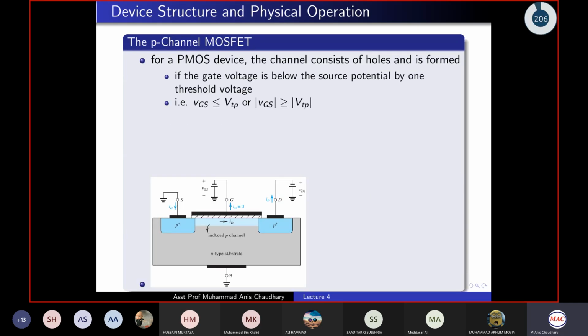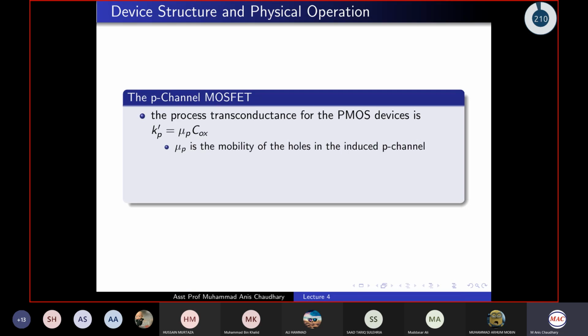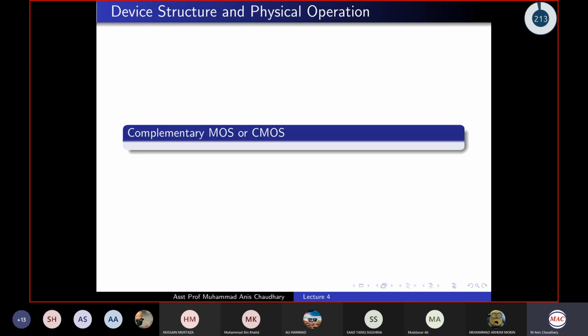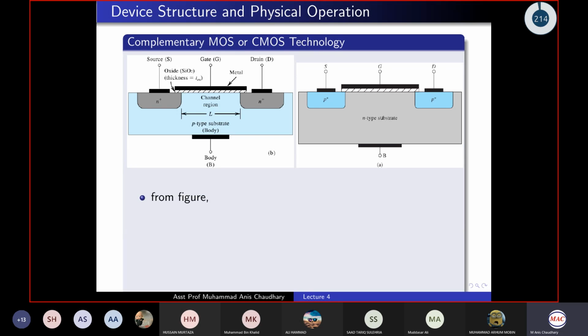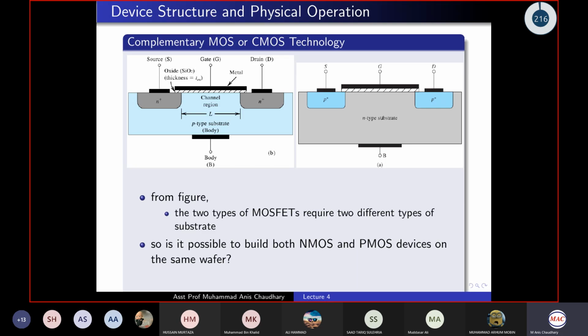So how do we do that? ये कैसे possible है, आप कैसे करते हैं ये चीज़? So how is that possible? देखिए आपके पास NMOS ट्रांजिस्टर में you require a p-type substrate, PMOS transistor में you require an n-type substrate. So how do we create both the devices on the same wafer, on the same substrate? So for that purpose we require an additional n-well process.